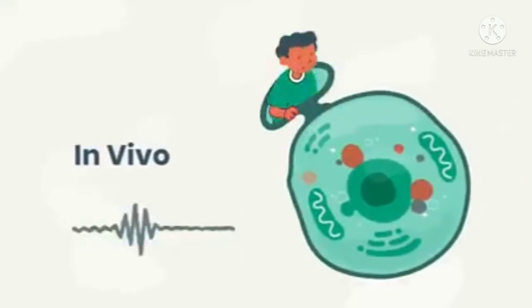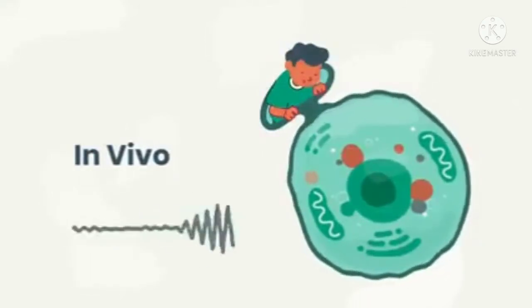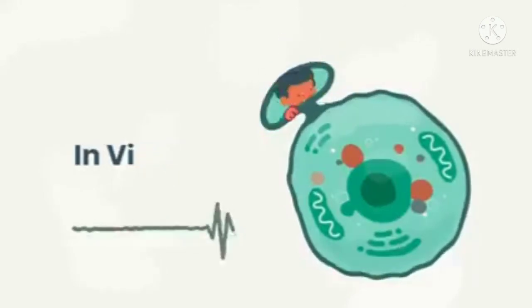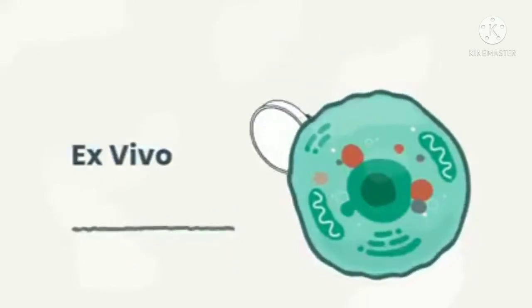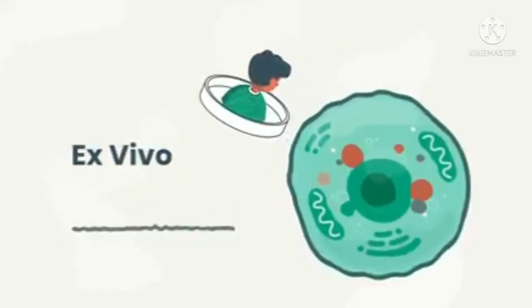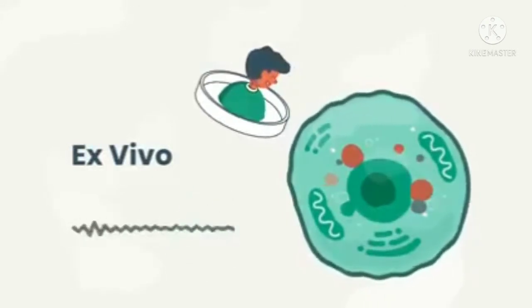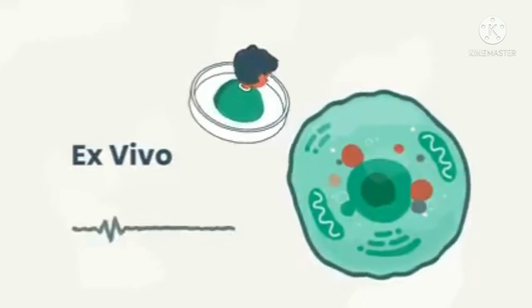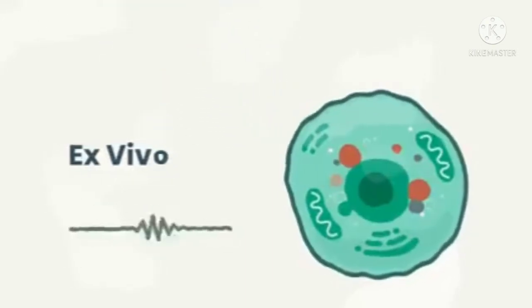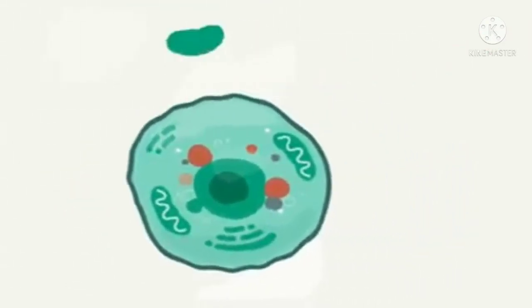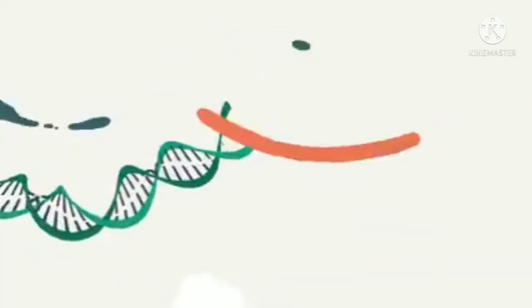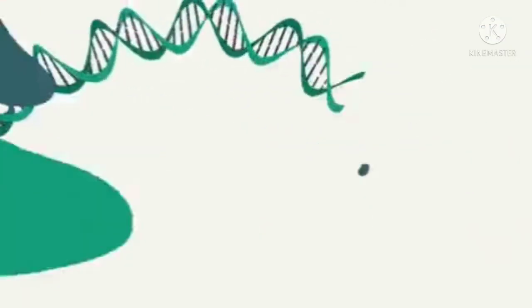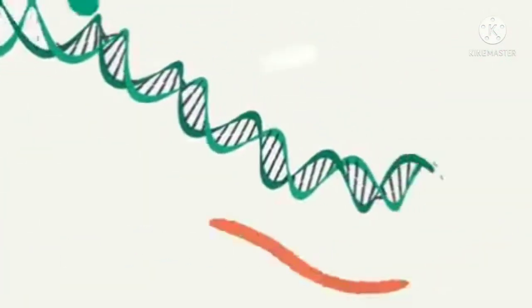In vivo gene therapy, the genes are introduced directly into the patient's cells while the cells are still in the patient's body. In ex vivo gene therapy, cells are removed from the patient's body, then the genes are added to the cells in the lab, and the cells are then returned to the patient. The right approach depends on the disease that the patient has and the tissue that is affected, and that will tell us which is the best way to approach this.